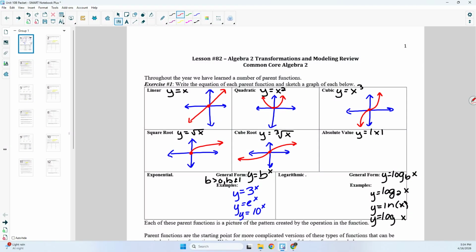So we do have negative values for the domain. An absolute value graph shows me that absolute value always makes answers positive. So my range values are only positive numbers. I'm not doing anything else special, so I have straight lines.